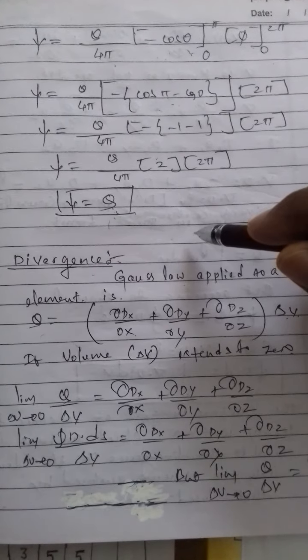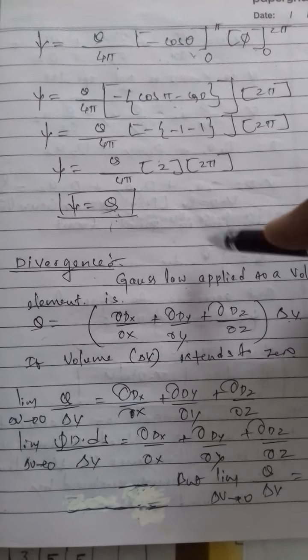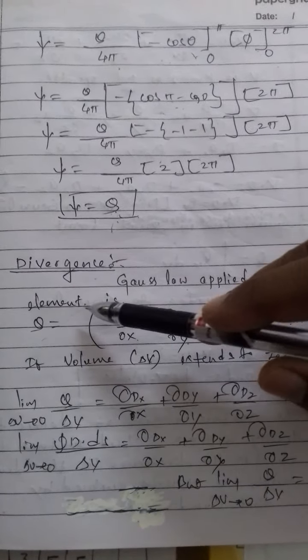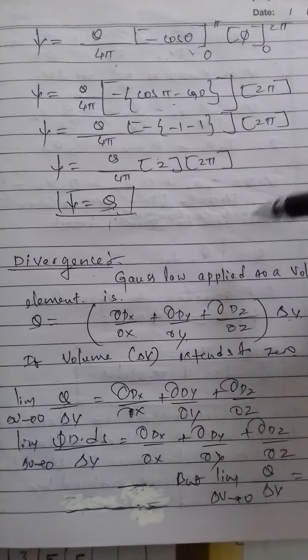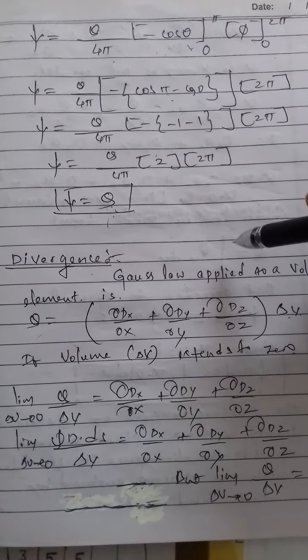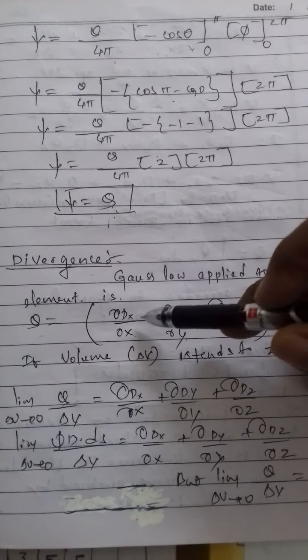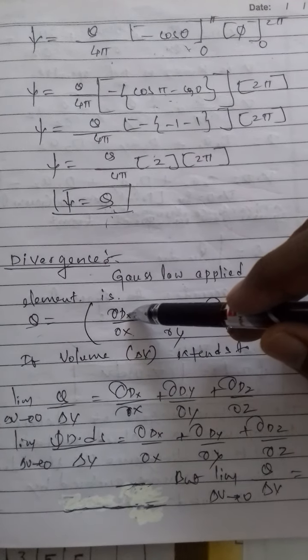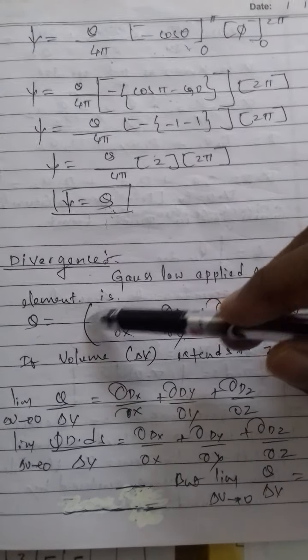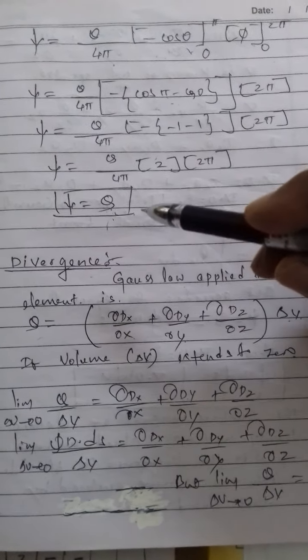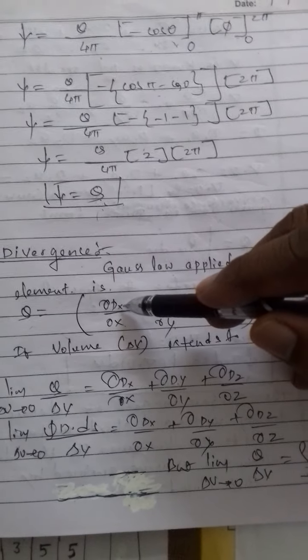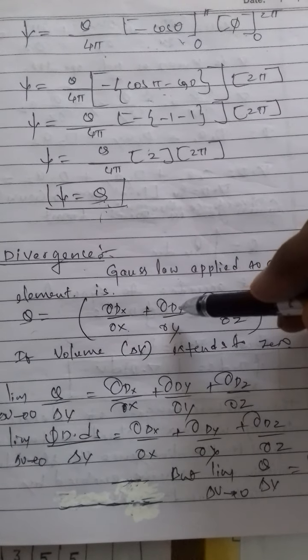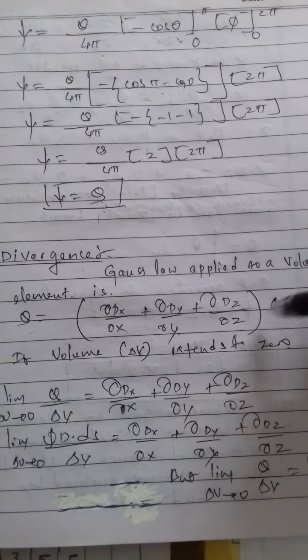at the center, and a cube is also placed with its center at the origin, then the flux passing through that element, that cube, can be written as ∂Dx/∂x, ∂Dy/∂y, ∂Dz/∂z into delta v.